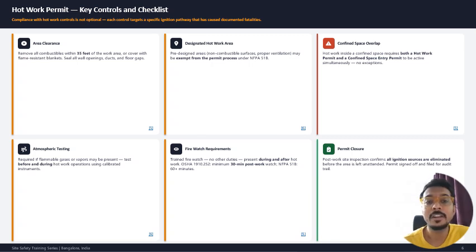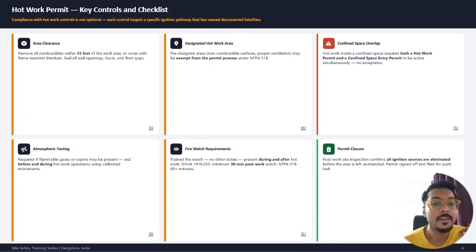A designated hot work area, pre-designated, with a non-combustible surface and proper ventilation, which is most important because they are doing the welding or some other work. Confined space: hot work inside a confined space requires both a hot work permit and a confined space permit. So there are two, one is hot work and the second is confined space, to be active, no exceptions basically.